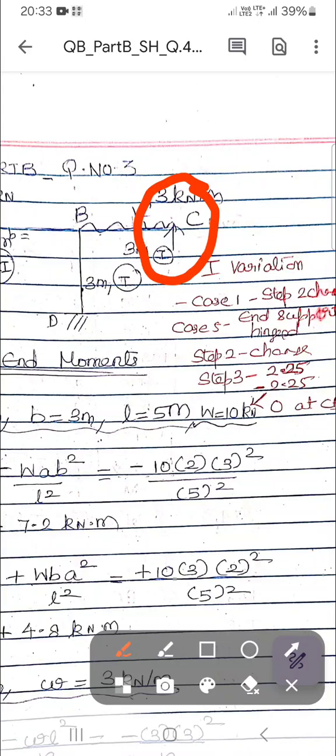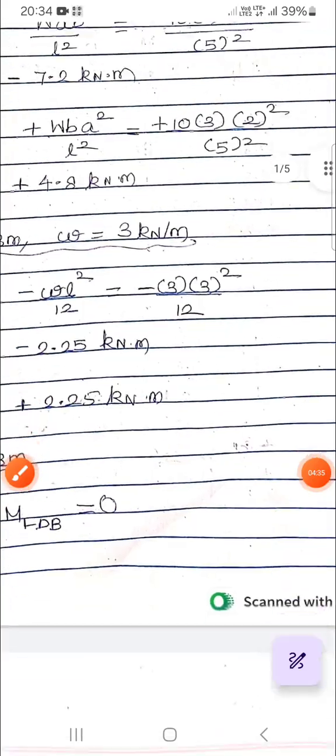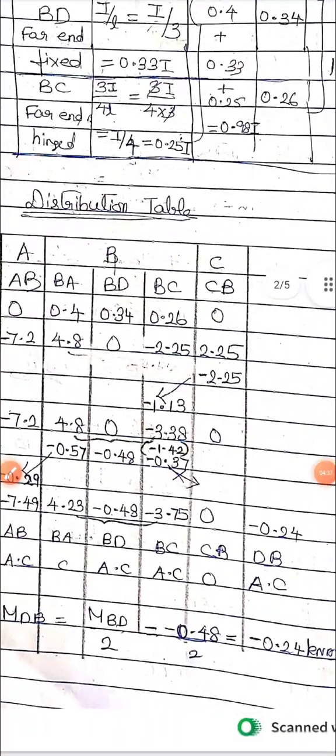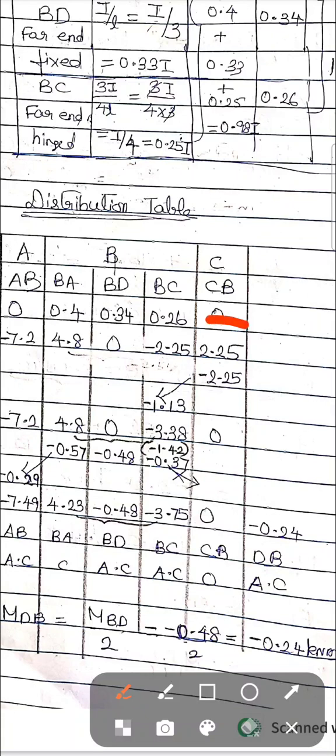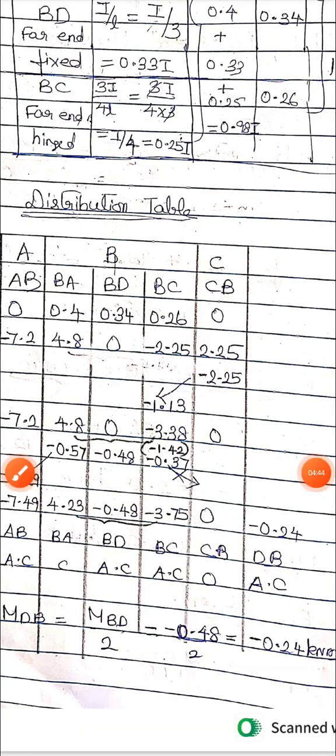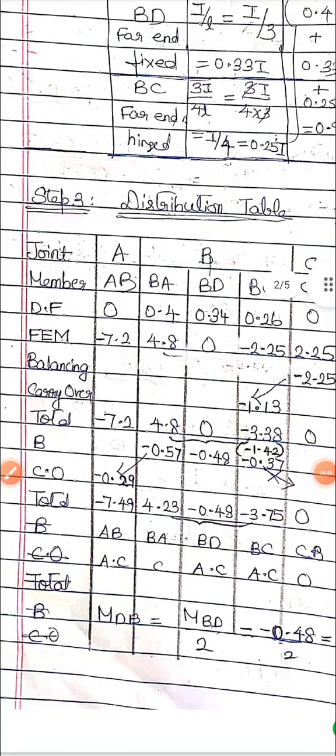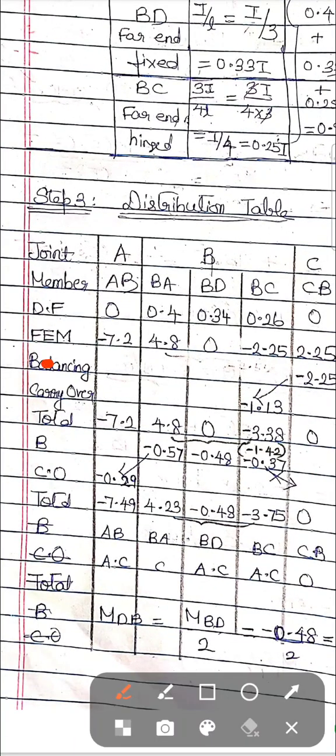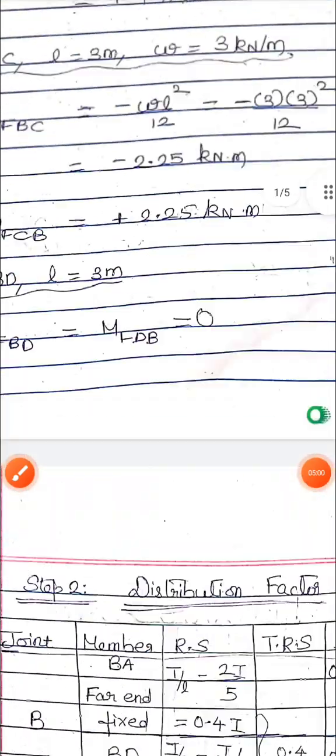Now for the hinged end, MCB should be 0, so we have to balance first. See here, MCB should be 0. But what is the value you have? 2.25. How to make 2.25 zero? In balancing you have to add minus 2.25. Whatever the value at the hinged end, you have to add a value with a negative sign so that it becomes 0.